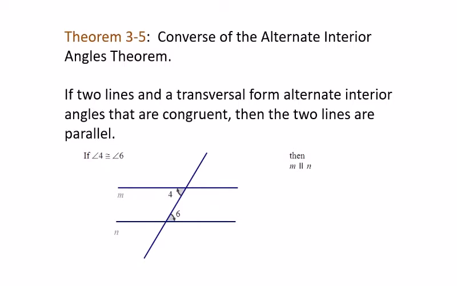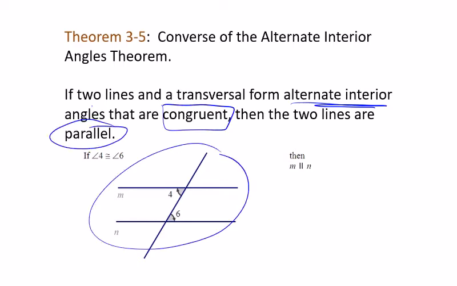Okay, theorem 3-5, the converse of the alternate interior angles theorem. So this says if two lines and a transversal form alternate interior angles that are congruent, then those two lines are parallel, right? So in the diagram here, if angle 4 is congruent to angle 6, right, then line M must be parallel with line N, all right?